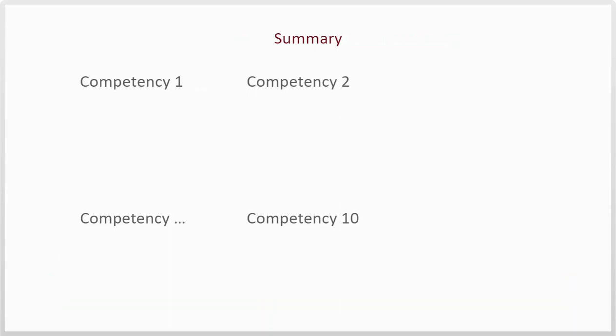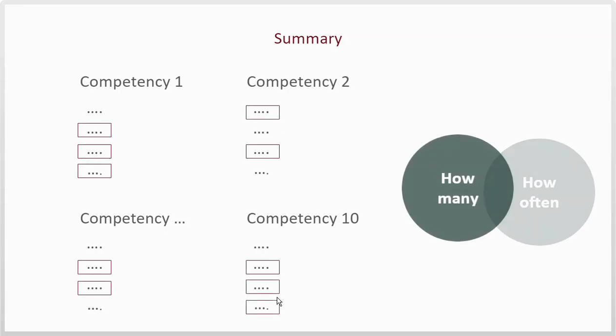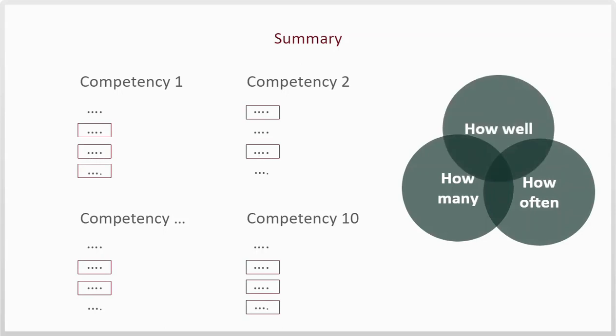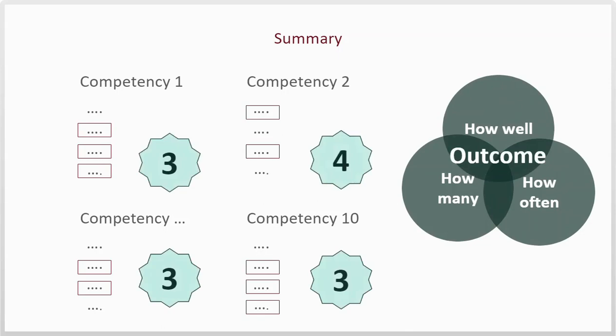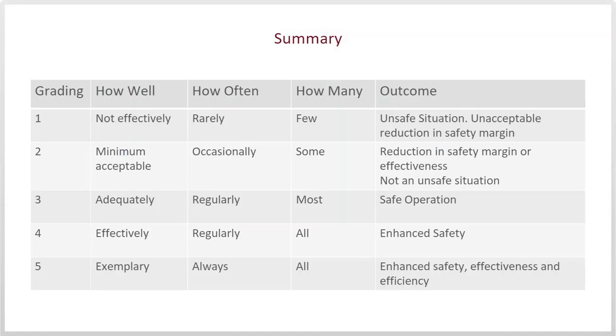So, to summarize, 10 competencies have been defined. For each of these 10, several observable and relevant indicators are described, and an assessor will look at how many of these and how often these are shown by the candidate, and finally how this resulted in the overall quality of the competency, and finally how the outcome in terms of safety was, and he will grade each competency individually on a scale of 1 to 5. Take a moment to look at the table to see what exactly is expected for which grade.